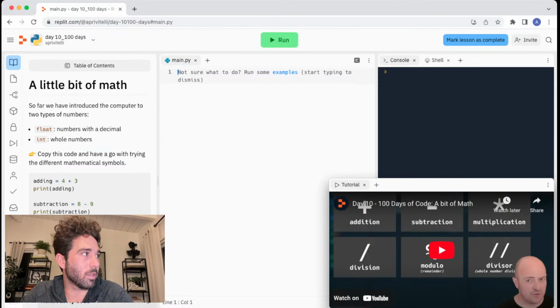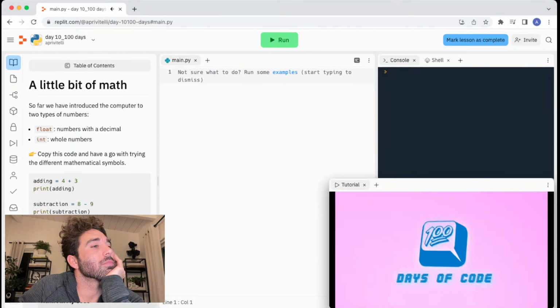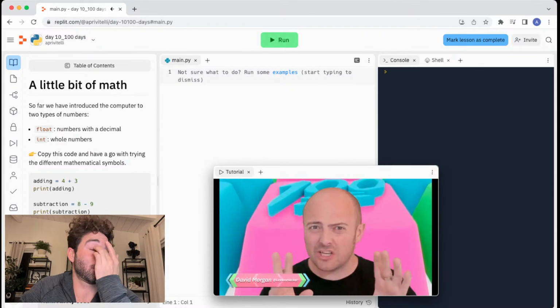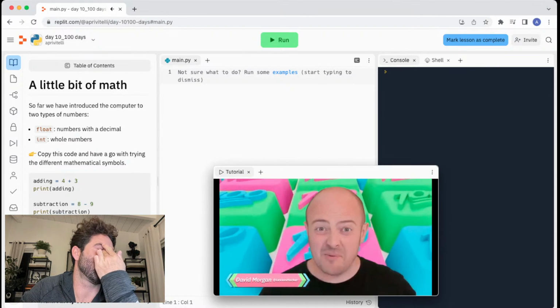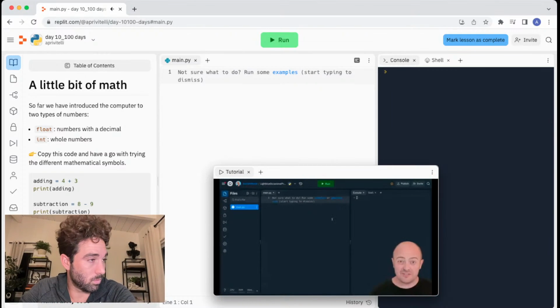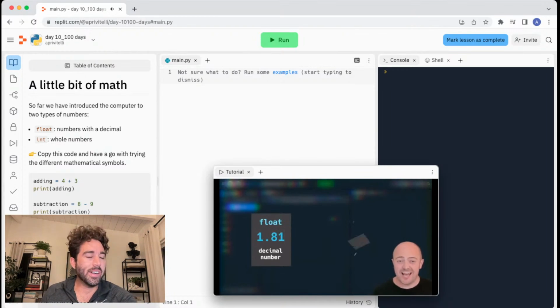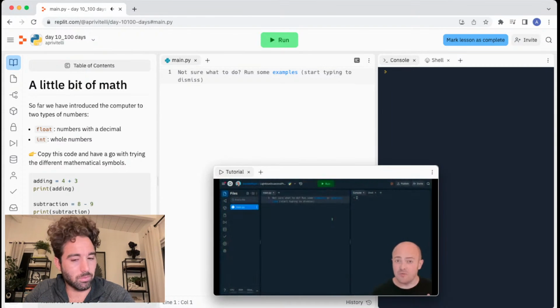All right. Show me the money. A little bit of math. It's day 10. Time to introduce the computer to a little bit of math so that all the complex calculations in the world can be worked out by this super quick brain that can do math faster than we can think. So far, we've introduced the computer to the concept of numbers, and we've got two kinds: floats, which have a decimal, and integers, which are whole numbers.